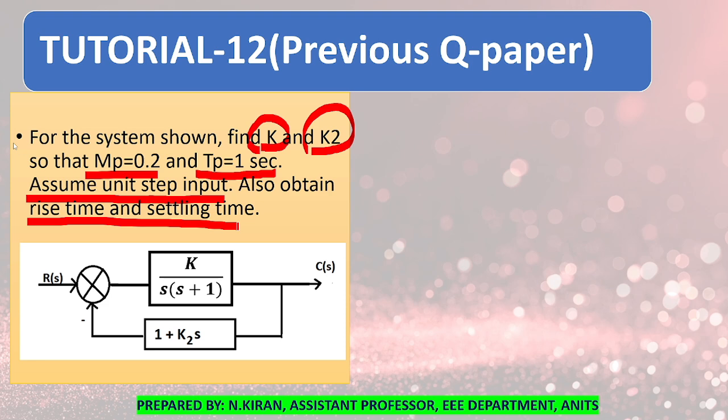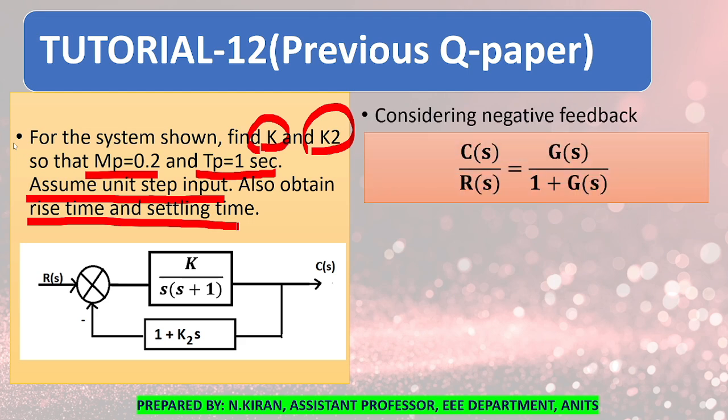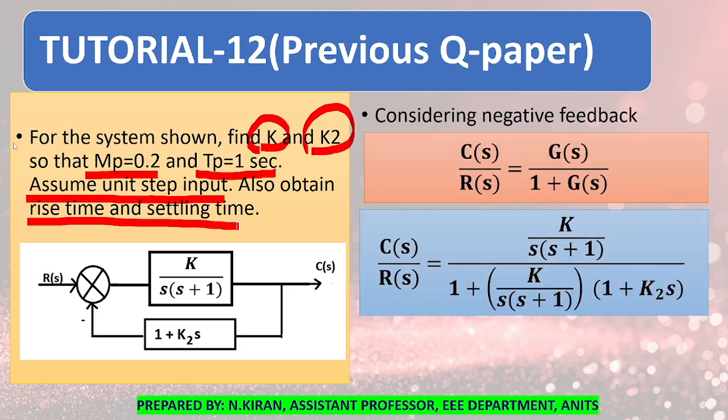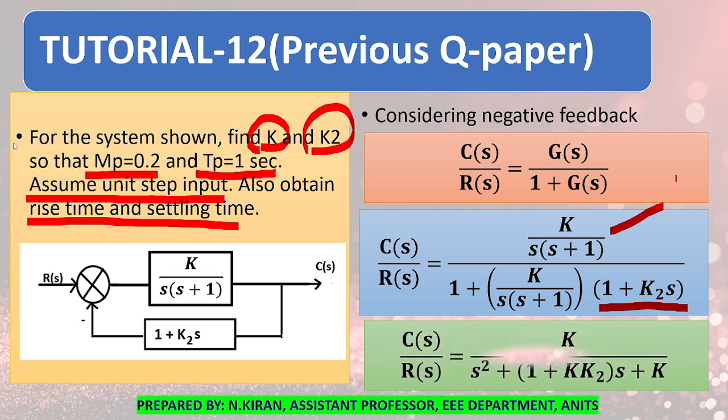So again, using block diagram reduction technique, we need to find the value of closed loop transfer function. In place of g of s, I have k by s into s plus 1. In place of h of s, I have 1 plus k2 into s, which will give me the expression of closed loop transfer function as k by s square plus 1 plus k into k2 into s plus k.